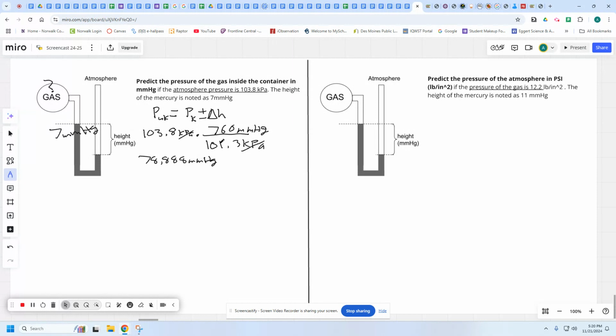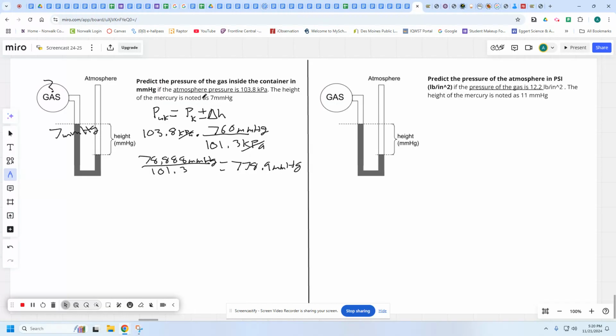And don't forget to bring down the 101.3 that's still left over. And if you simplify that, you should get a pressure for the atmosphere to be 778.8 millimeters of mercury. Now the pressure of the atmosphere is in millimeters of mercury, and so is the height change at 7 millimeters of mercury.